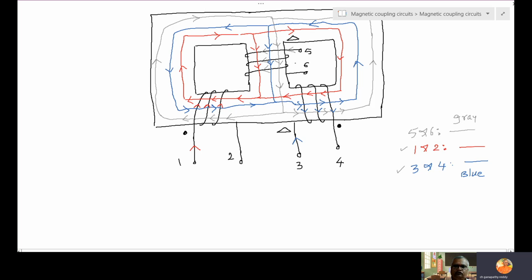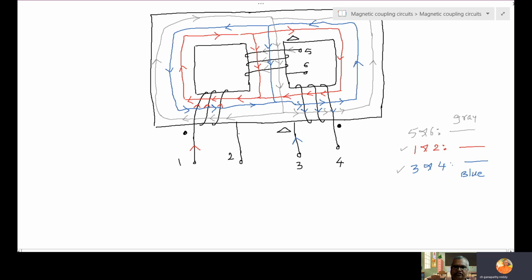Then the last one: 1, 2, 5, 6, which means red and gray. So 1, 2 are red and gray in the same direction, and 5, 6 are also red and gray in the same direction. That means if I place a dot at 1, I have to place a dot at 5. Just for a change, I can also select 2 and 6.